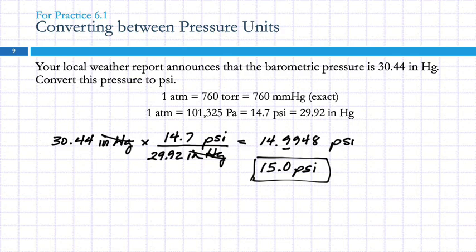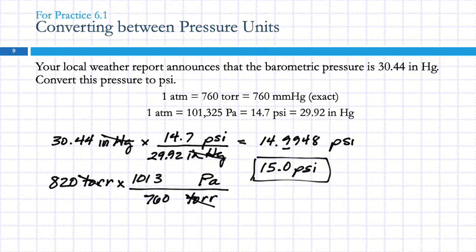I could also convert, say, 820 torr to pascals. I'm trying to convert torr to pascals. I put pascal on the top and torr on the bottom, so those cancel out. And then I go and I look at the relationships here. All of these things are equal to 1 atmosphere. They are all equal to one another. So that means that 760 torr is equal to this many pascals. And we end up with this really big number.